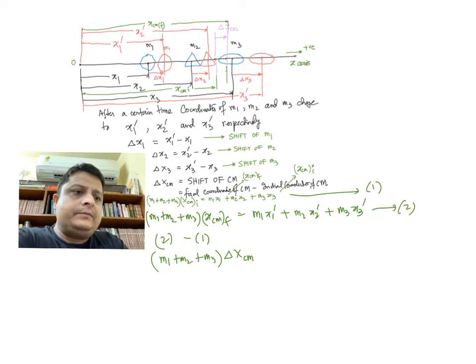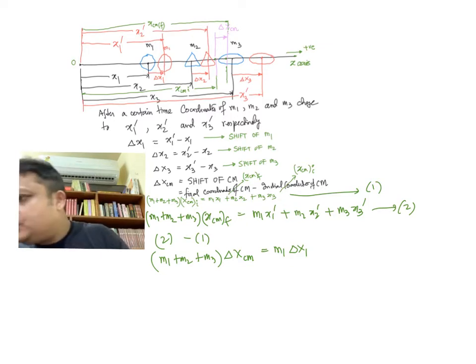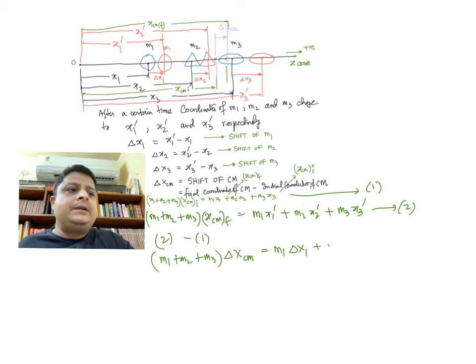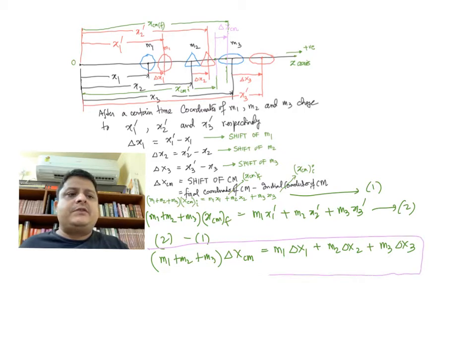is equal to m1 delta x1 plus m2 delta x2 plus m3 delta x3. So this is some format, this is some equation we have got, and we will make use of this equation.